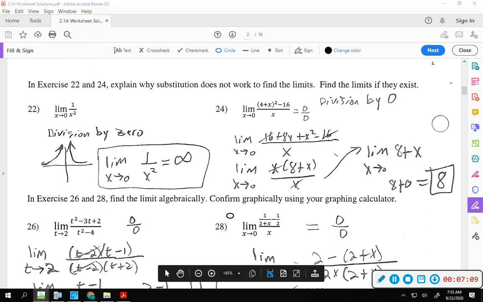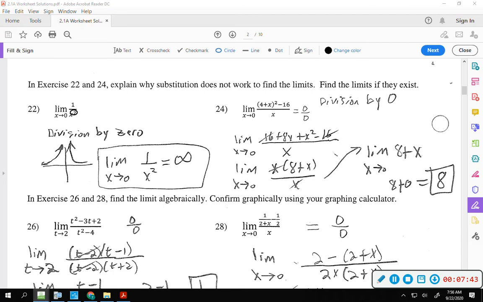Okay, for problem number 22 then, this says explain why substitution does not work to find the limit, and then find the limits if they exist. So let's look at problem number 22 here. If I plug in 0 for x, I get 1 divided by 0. I cannot divide by 0, so it's a division by 0 error. Does this have a limit? We're going to find out. This is one of the rare cases where you get a number over 0 where you could say that it has a limit. We'll talk about this more in section 2.